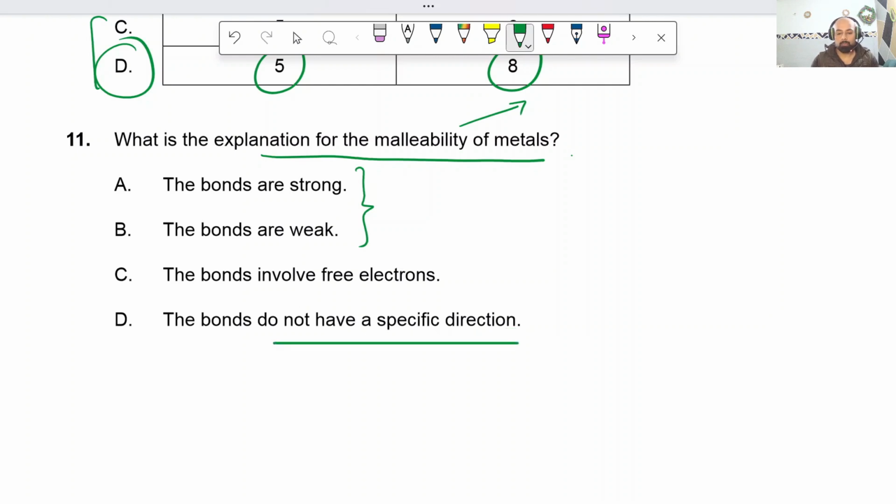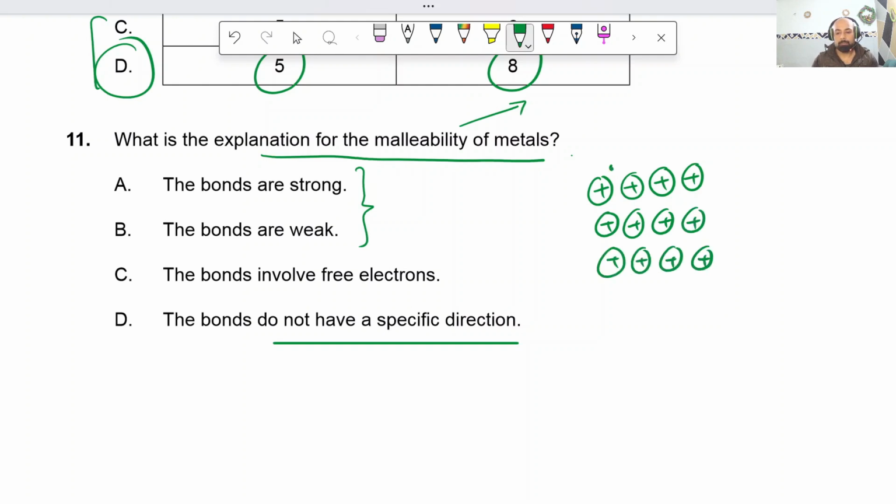If we look through the structure of metals, we'll see that they contain a lattice of positive ions with a lot of delocalized electrons surrounding them. So they do not have any specific direction for the bond. So this right there is the electrostatic force between positive metal ions and a sea of delocalized electrons. So D is the most appropriate option for this, right? Others are all wrong options.